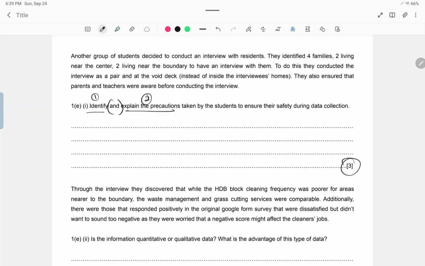In this case, you don't identify 1 because this question says precautions. So you identify 2 precautions, you get 1 mark. Then after that, you explain each of the 2 precautions, you get the second and the third mark. Now the thing is, for most of you who wrote down, right, you just say in pairs so that you can look out for each other.